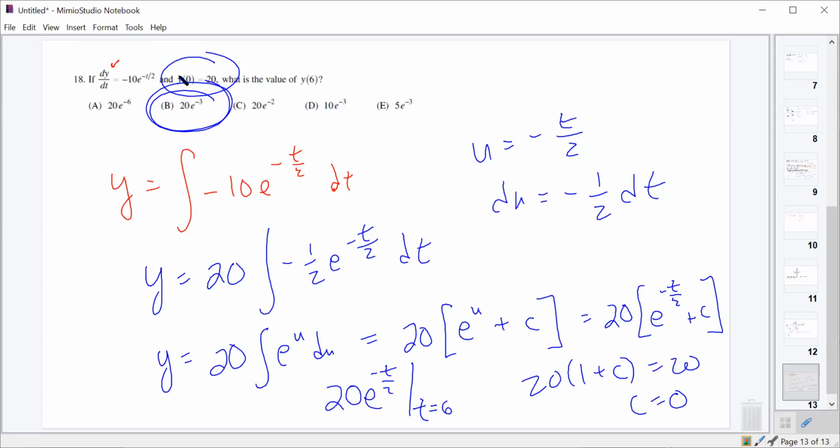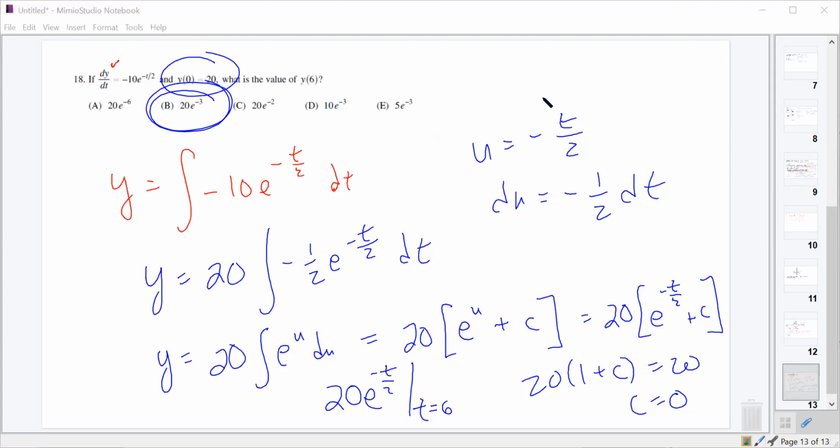Make sure when you go back to terms of t or terms of x after u substitution, you write the right thing. Don't write the wrong thing like I just did. Does that one make sense to everybody? Yeah. Cool.